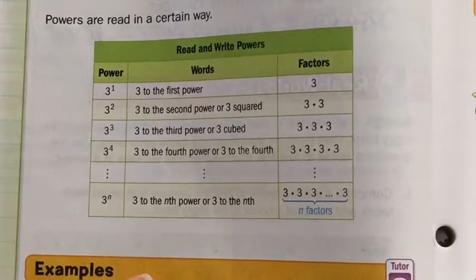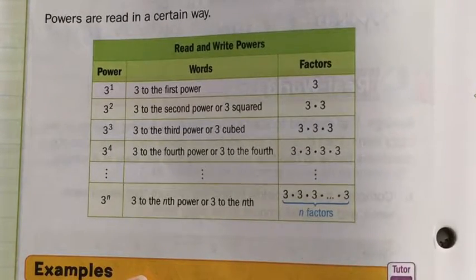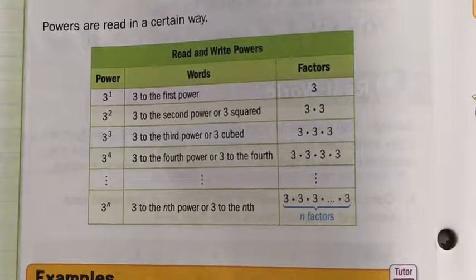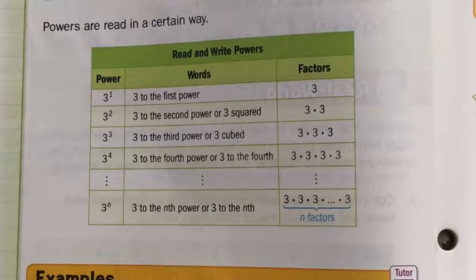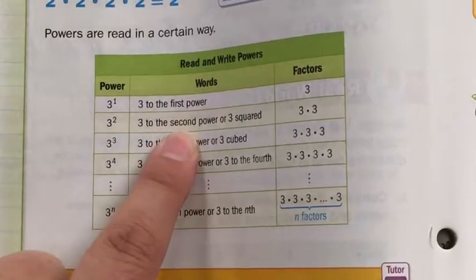It's just the ways to say these. If you say your powers and exponents like this, you'll sound like a pro. So 3 to the 1 is 3 to the first power. This can be said 3 squared or 3 to the second power.